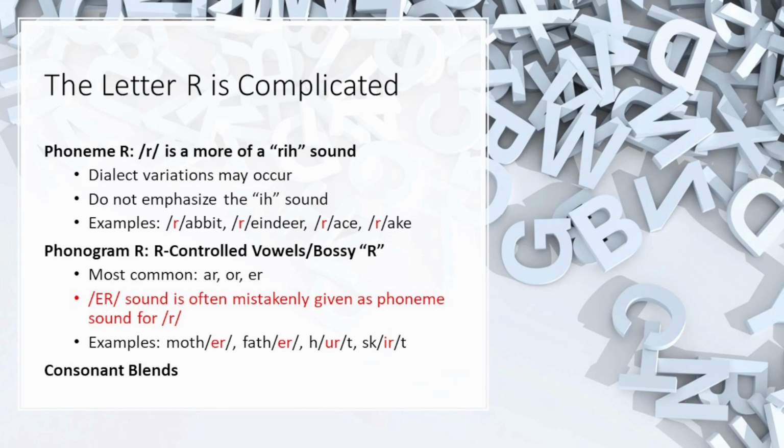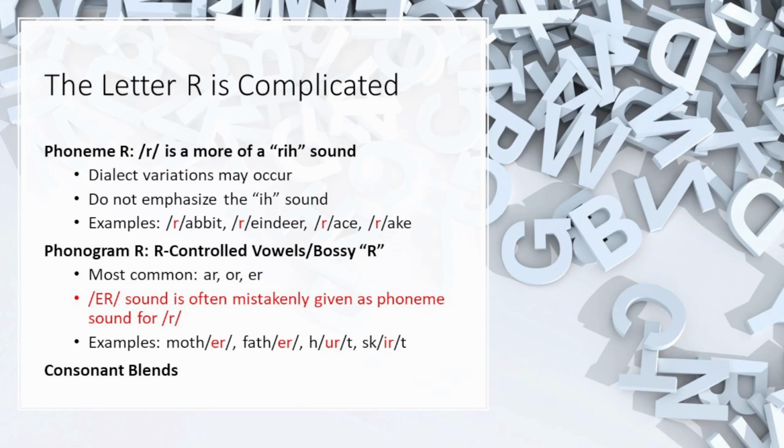Now, I am from the Midwest, so there might be some differences in dialect, and that's okay. The important thing to remember is that you don't want to emphasize the "er" sound. You really want to make it as simple as possible. R, r, r. For example, it's not an "er-abbit," it's a rabbit. It's not an "er-eindeer," it's a reindeer. It's not an "er-ace," it's a race, or rake.